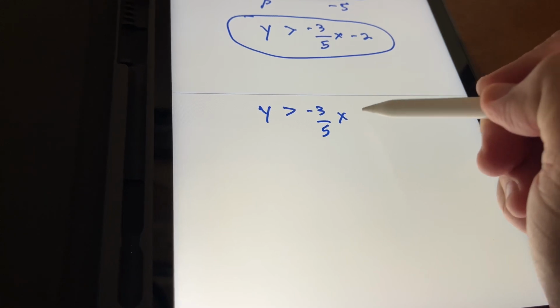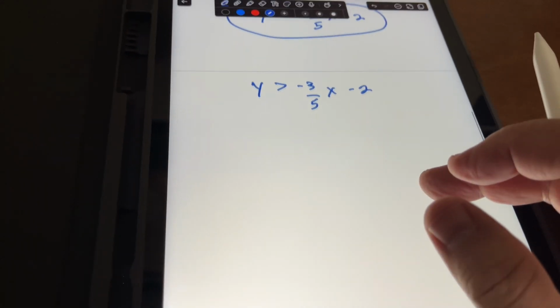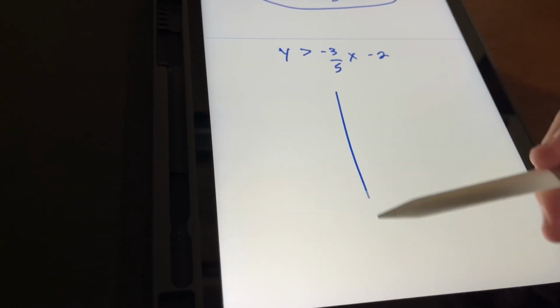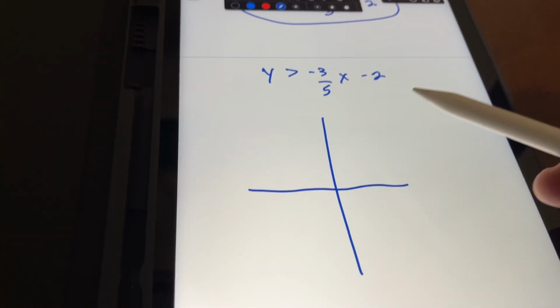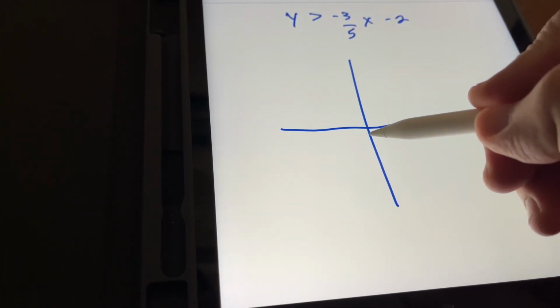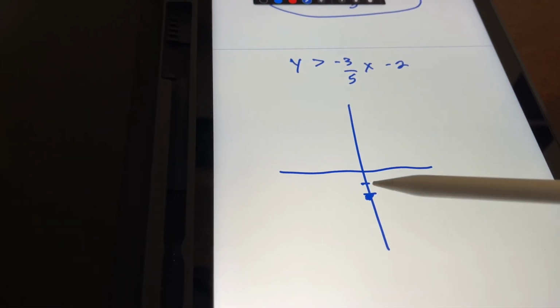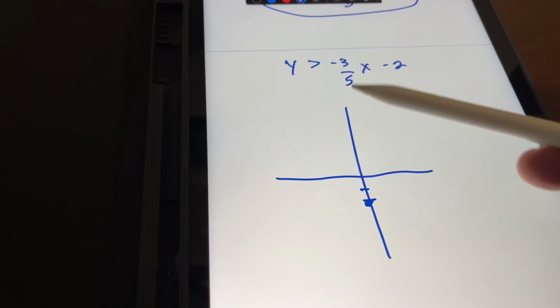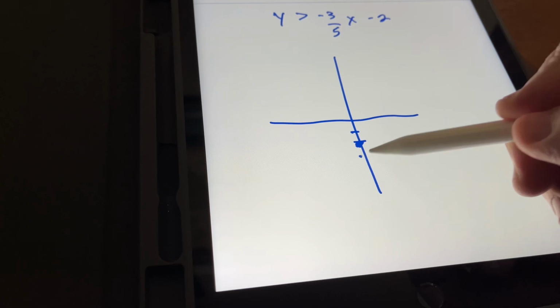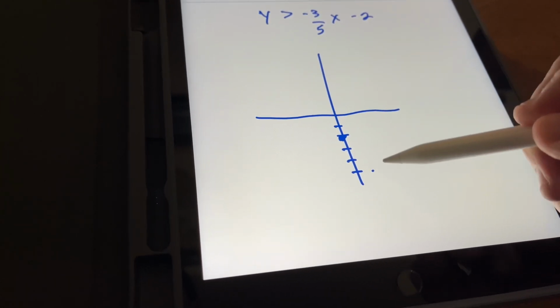There's a couple different ways to do this. What I would do is graph this in slope-intercept form. So I've got a y-intercept of negative 2. I'm going to plot that. So there's my negative 2. And then I'm going to go down 3 and to the right 5. So down 3, 1, 2, 3, 1, 2, 3, 4, 5.